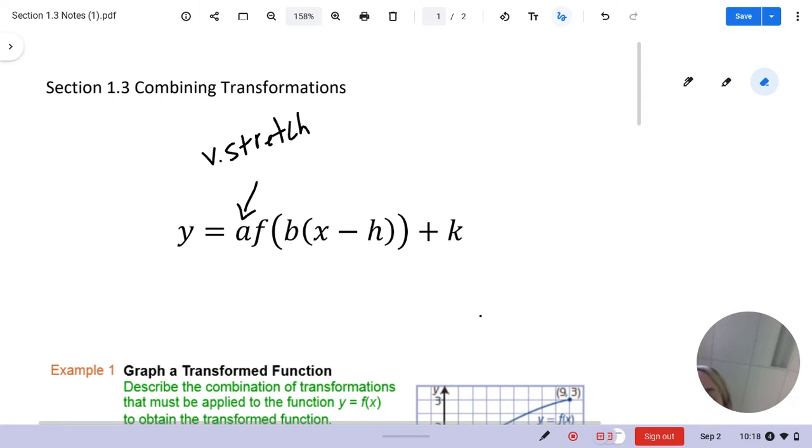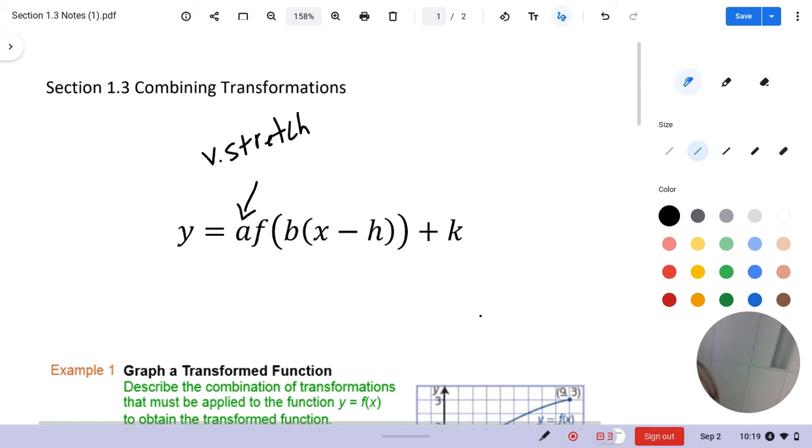So I'm starting talking about combinations of transformations. We're looking at this big equation on the top. If you're looking at A, you're talking about a vertical stretch. And if we look at the piece in front of A, if there is a negative in front of A, then that is going to be a reflection on the x-axis. And a reflection on the x-axis changes all of your y values to the opposite sign.